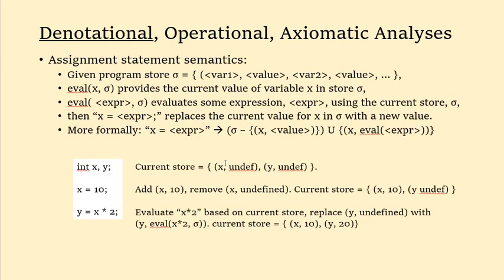Okay, so for example, for denotational, if you're given some program store, and we use sigma for program store, variable 1 value, variable 2 value, variable 3 value, and then you have this term eval x sigma. In other words, evaluate the x variable given the current store. What that does, it just goes in and finds x and then looks for the current value associated with it. But we can do that with expressions too. Evaluate an entire expression based on the current store.